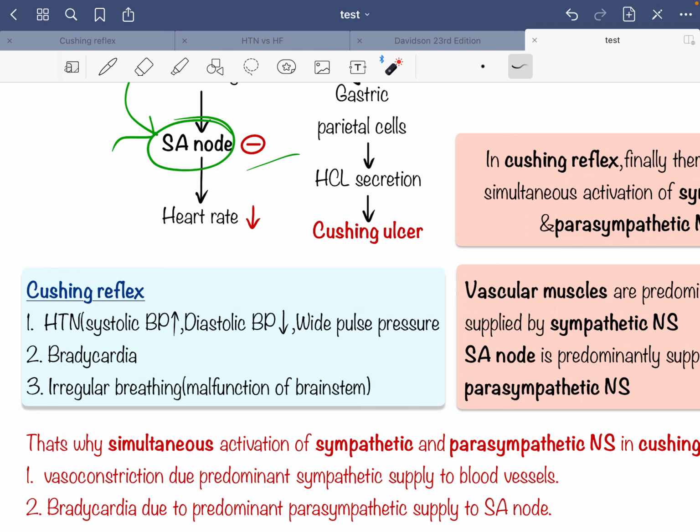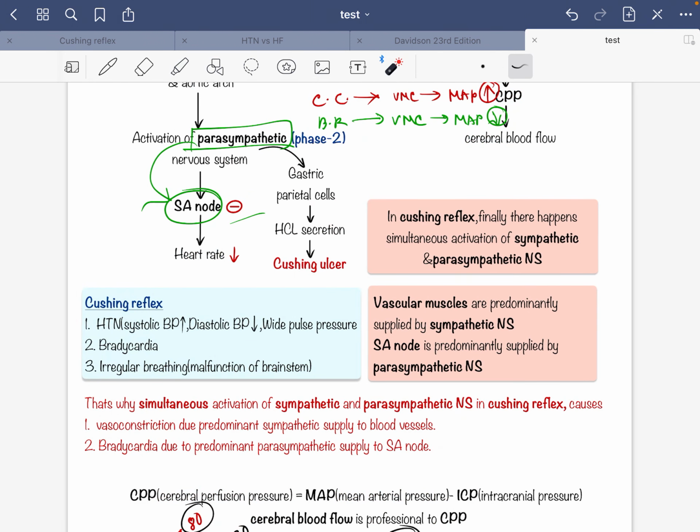One is hypertension, especially systolic hypertension. Diastolic BP will be less, and as the systolic BP is more and diastolic BP is less, the pulse pressure will be wide. Another one is bradycardia, and another one is irregular breathing. These three are collectively known as Cushing triad.